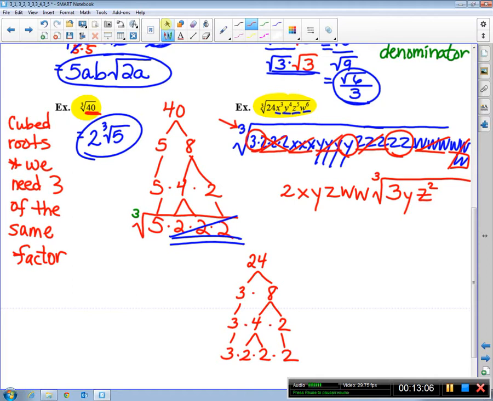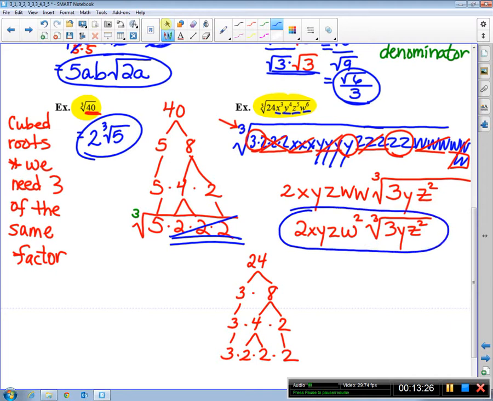So let's put this all together. 2xyzw squared, cubed root. Make sure you tuck that 3 into the little crook of that arm there. Cubed root of 3yz squared. And there is that final answer.